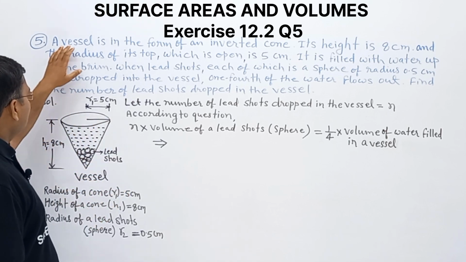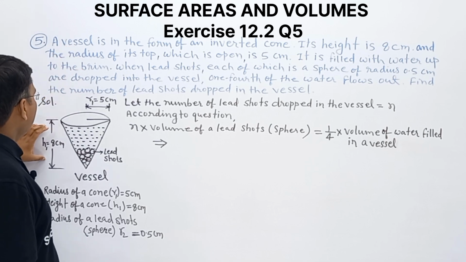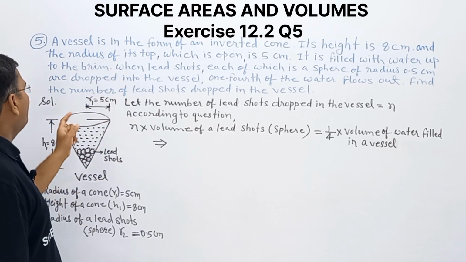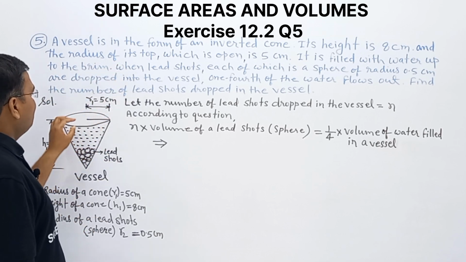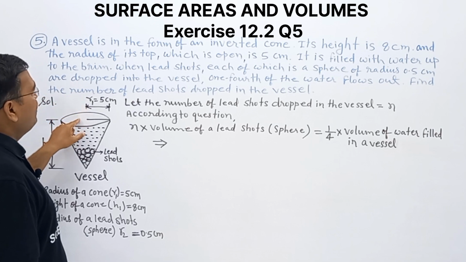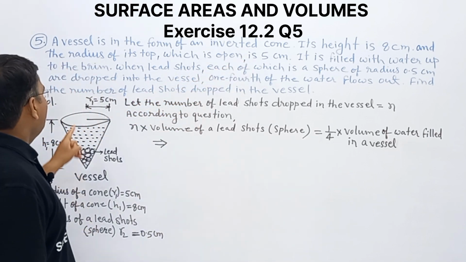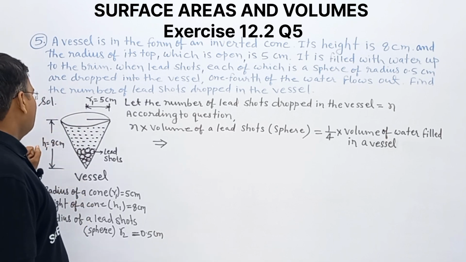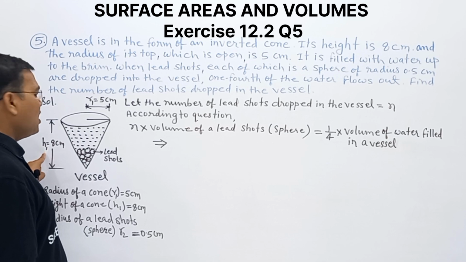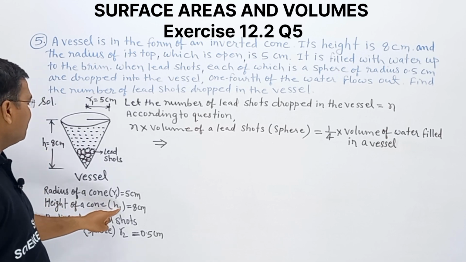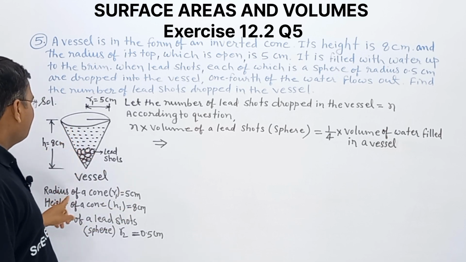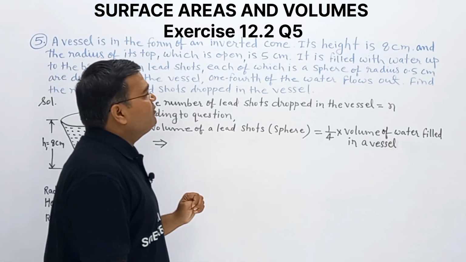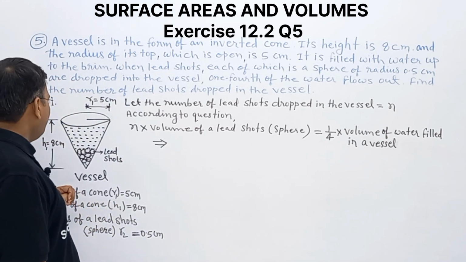Its height, the vessel height, the container height, is 8 centimeter, and the radius of its top, which is open, is 5 centimeter. The radius of this cone is 5 centimeter. The height is 8 centimeter. I am denoting the height of the cone h1 equal to 8 centimeter, and the radius of the cone r1 is 5 centimeter. Clear? It is filled with water up to the brim.